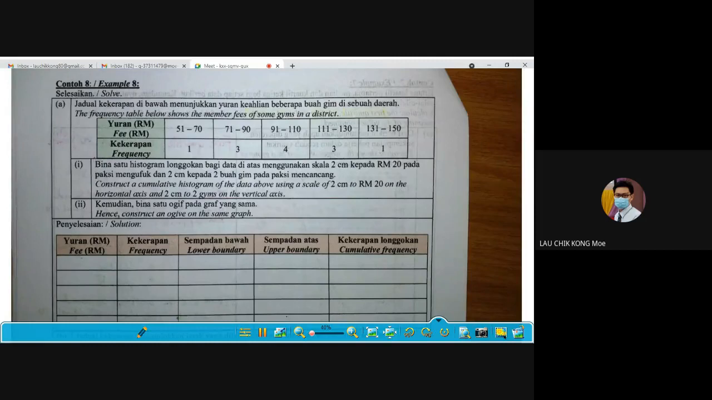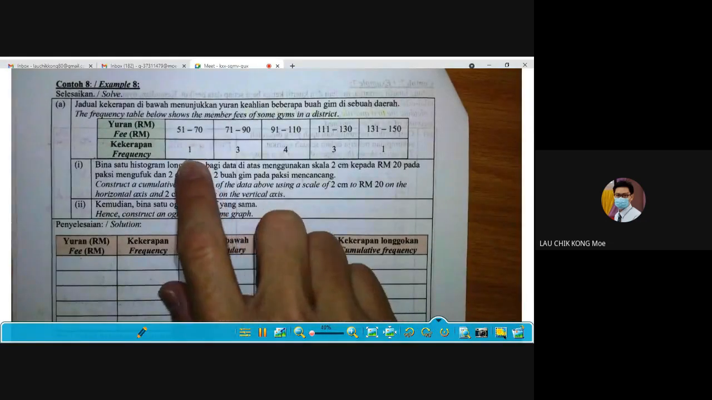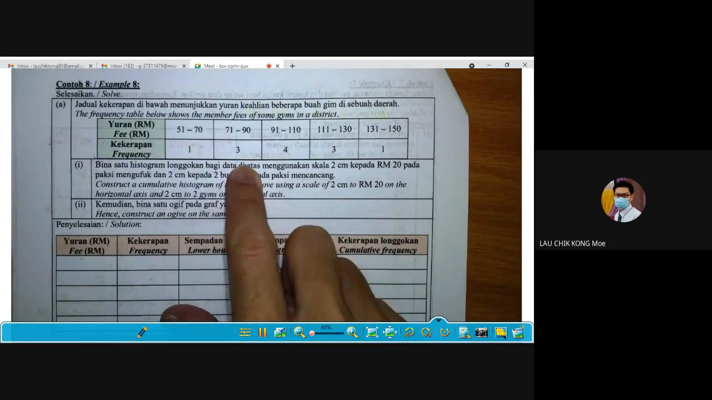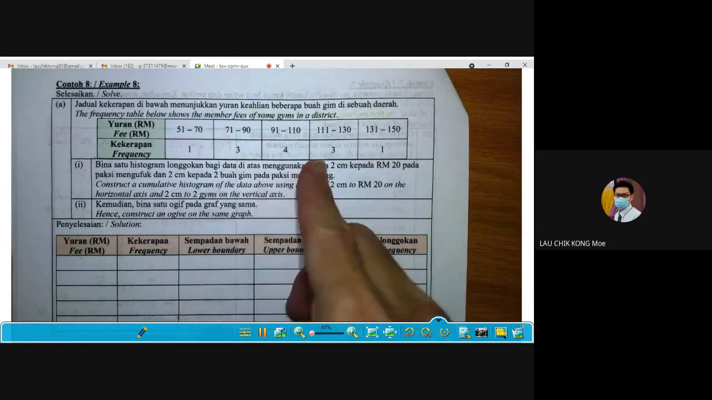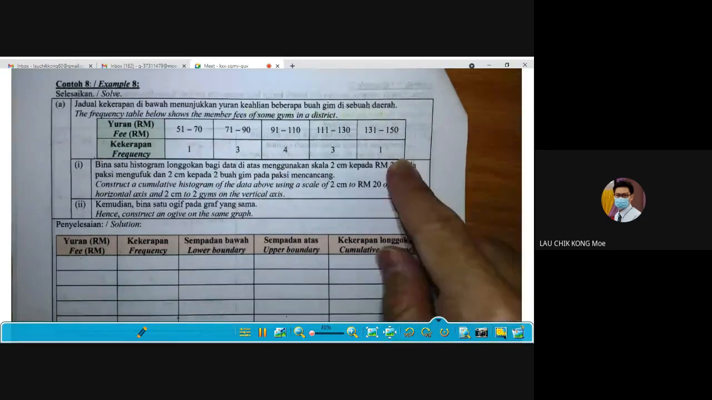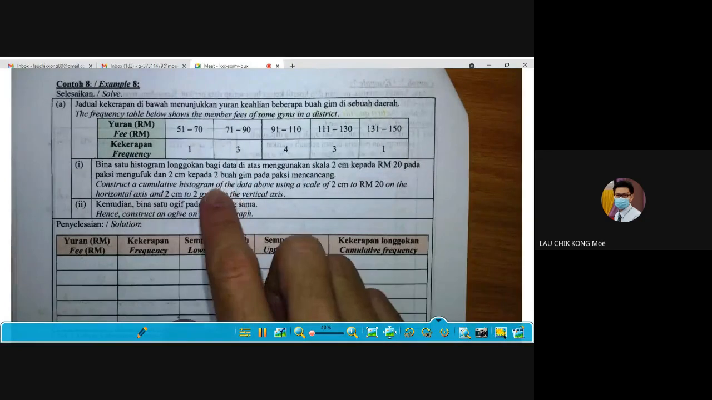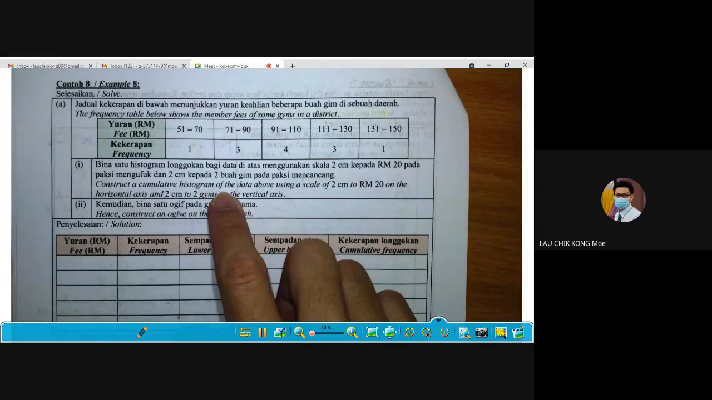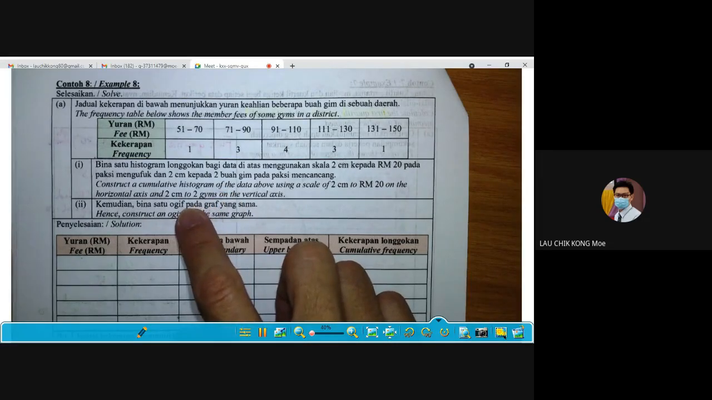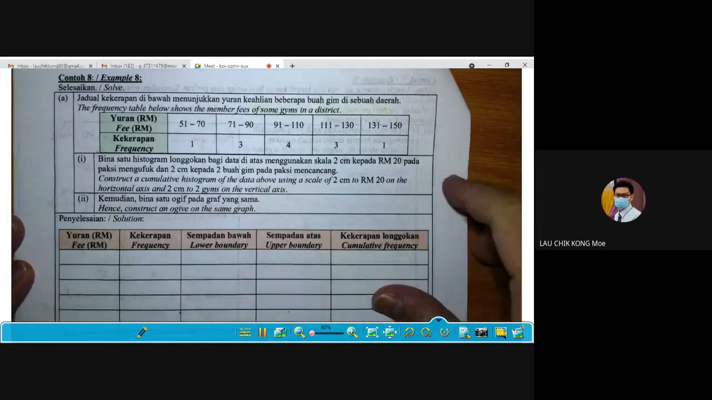Okay, example 8A. The frequency table below shows the member fee of some gyms in the district. Okay, 51 to 70 we have 1. 71 to 90 ringgit 3, and so on. 13431. This is a frequency. A. Construct a cumulative histogram of the data above using a scale of 2 cm to 20 on the horizontal axis and 2 cm to 2 gyms on the vertical axis. Okay, first of all, you try to complete the table first.